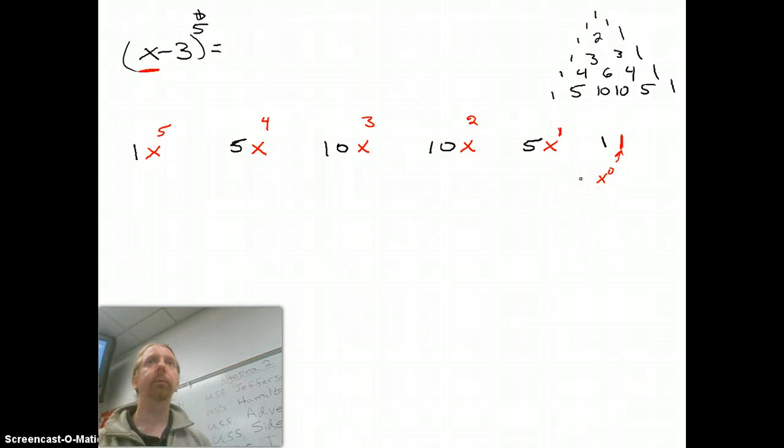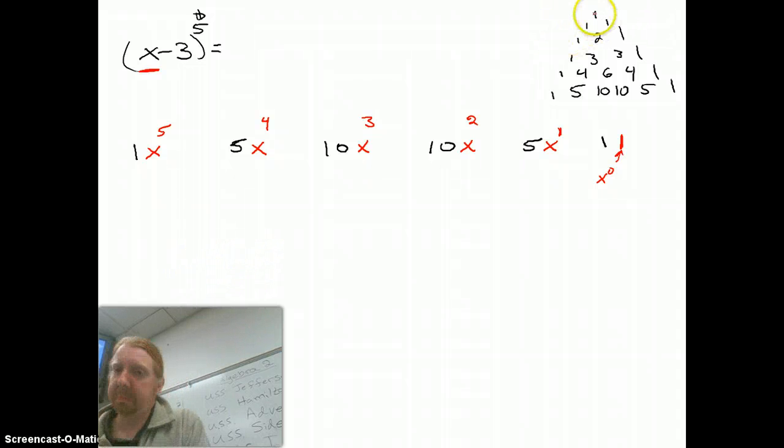Let's back up. For the binomial expansion, taking x minus 3 to the fifth, step 1, go to the fifth row of Pascal's triangle. How do you draw the triangle? You start off at 1, 1, 1. Then you add the two numbers above to get each new number. So it always will look like that. Those numbers, that is Pascal's triangle.